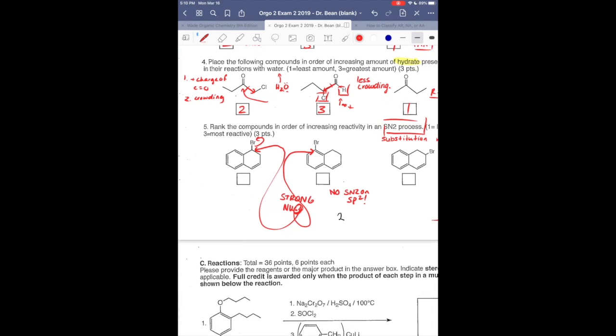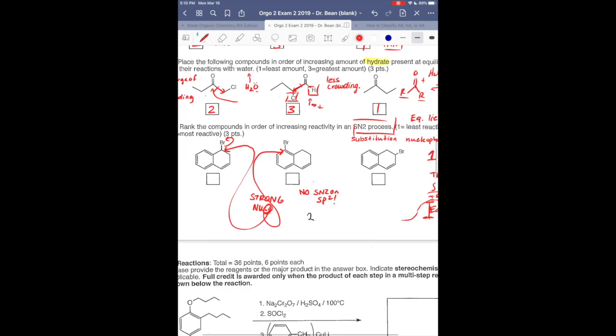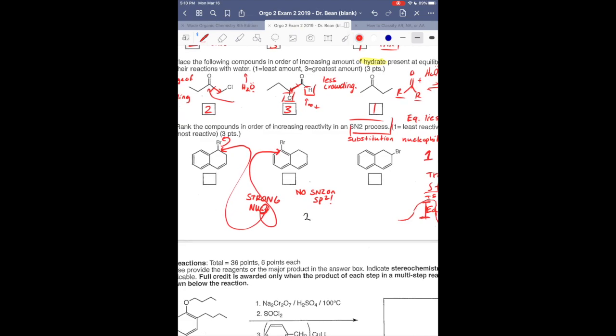So no SN2 on sp2 hybridized carbons, okay? The unhybridized p gets in the way of that nucleophile from coming and attacking, okay? So far I'm thinking that this is going to be number 1, but let's not put it yet. Let's move forward to the next part.